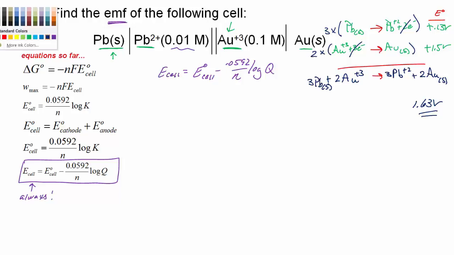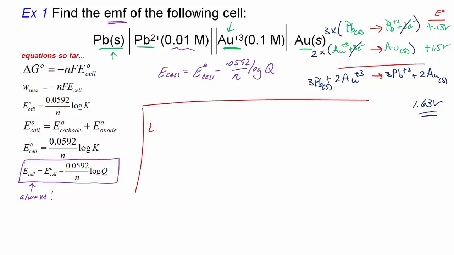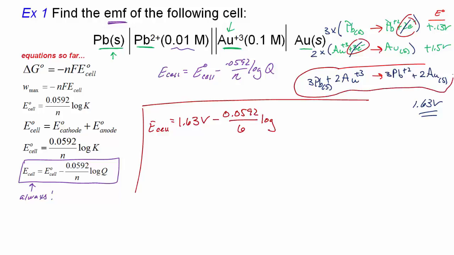So I'm ready to plug everything in now. Let's see how it's going to look. My E cell is going to be E0 cell, which is 1.63 volts, minus 0.0592 all over n. And how many electrons canceled? 6. Log of Q. Now Q is products over reactants. So let's write the Q expression first. Products over reactants. Right? Solids don't show up, so I'll have the log of lead, but that has to be cubed, divided by gold, that has to be squared.